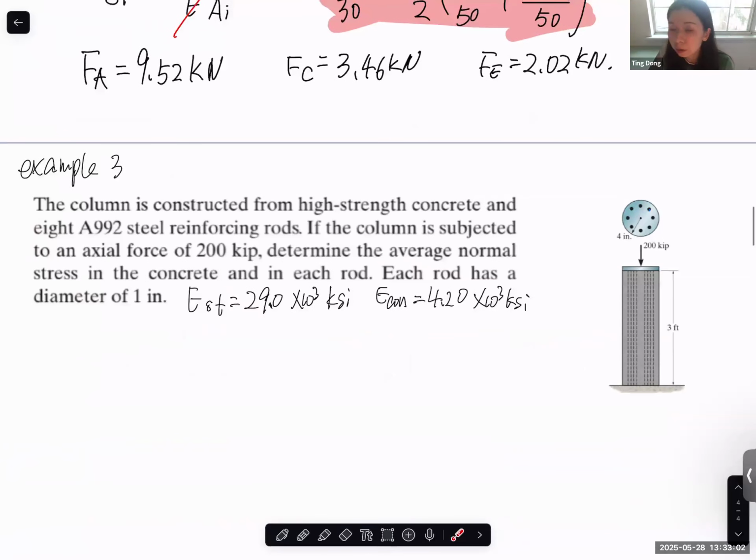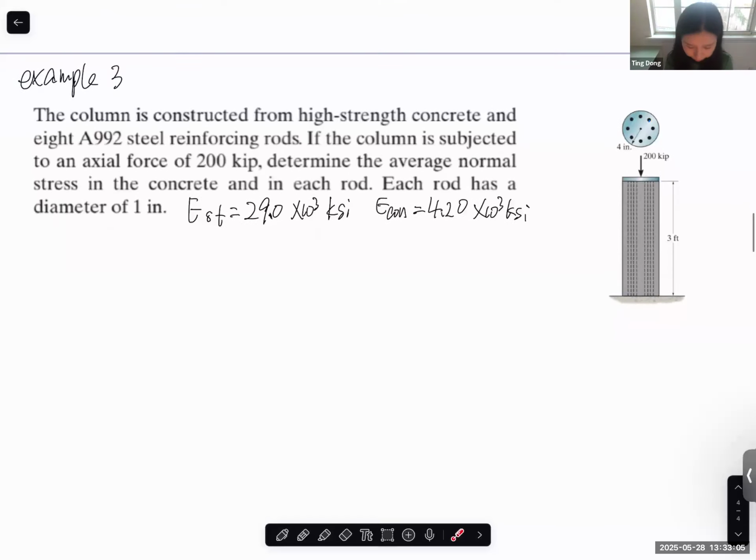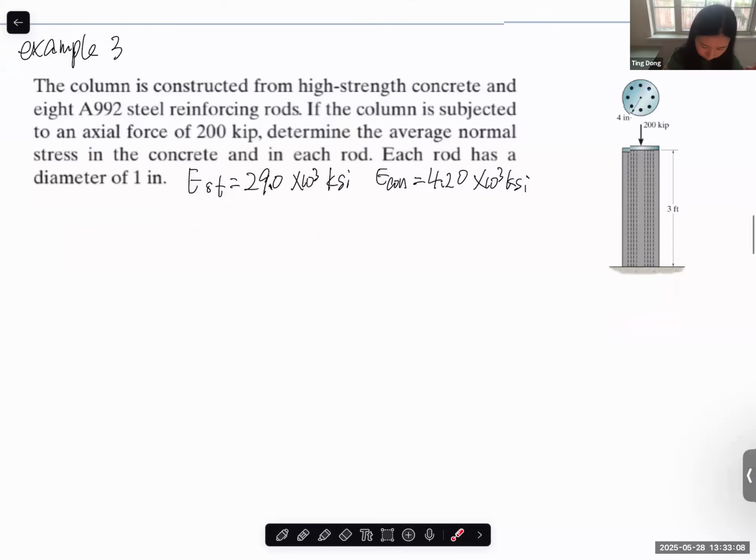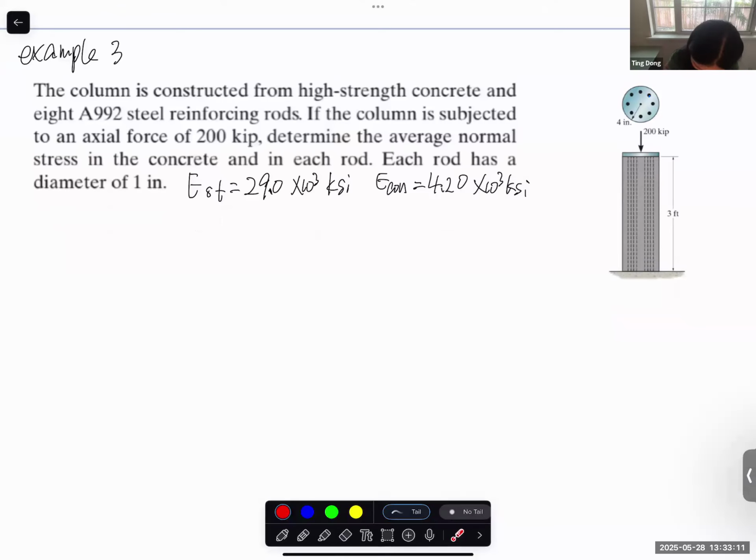Okay, let's move on to the third example because we only have about 10 minutes. So this is also a real life problem. The column is made from concrete. You can see these are the steel rods, and the rest is concrete. The actual force applied is 200 kips, and of course this is a compressive force for the structure. Determine the average normal stress in the concrete and each rod.